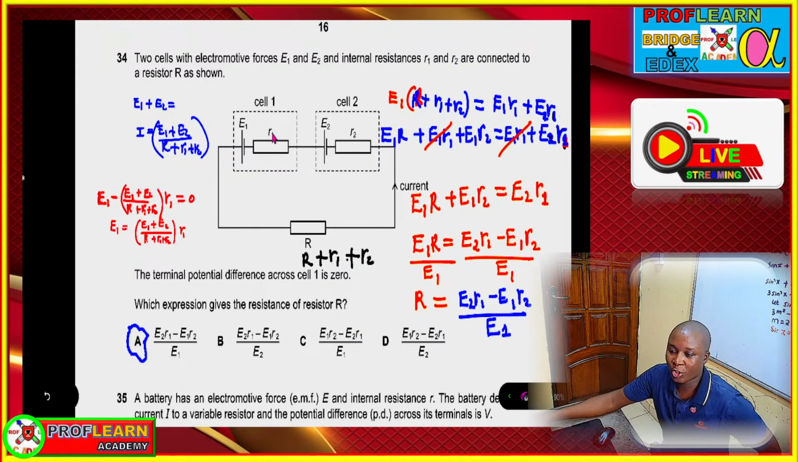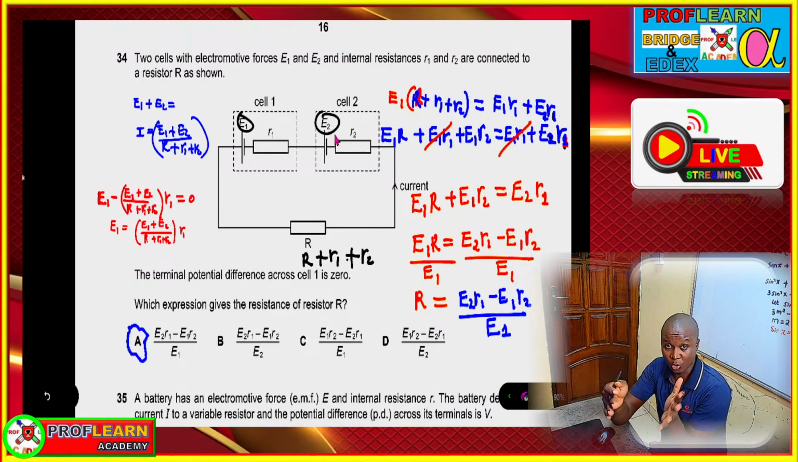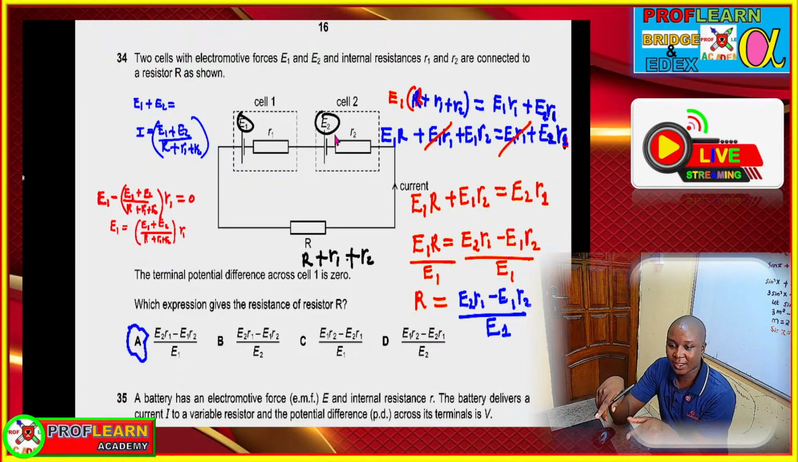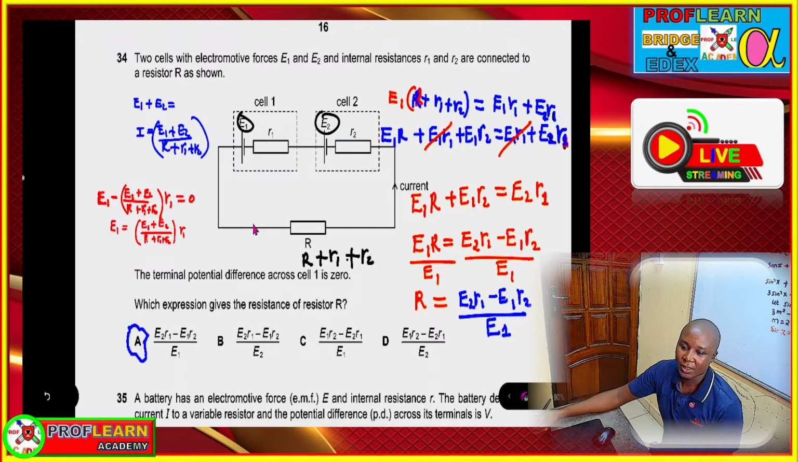So which means for the total current that is going to flow through the circuit, we shall add the EMF of this and the EMF of this, which will give us the total EMF in the circuit. And we have also the total resistance in the circuit. So the total current flowing is (E1 plus E2) over the resistance that we got there.